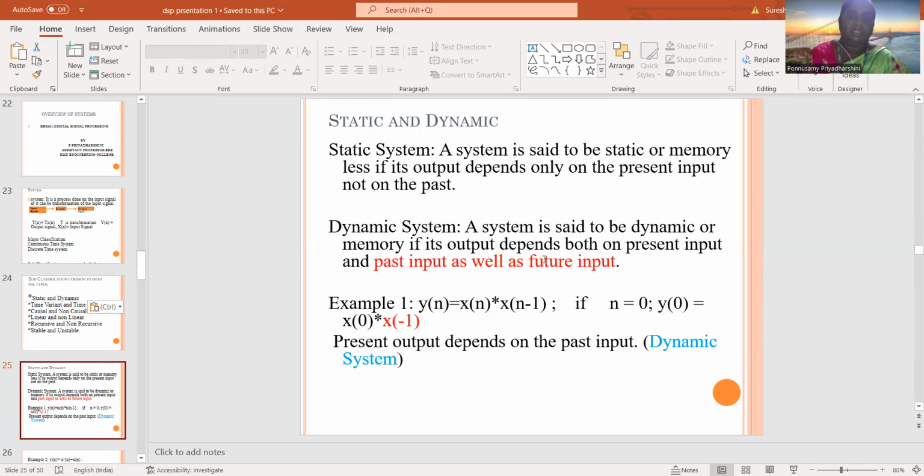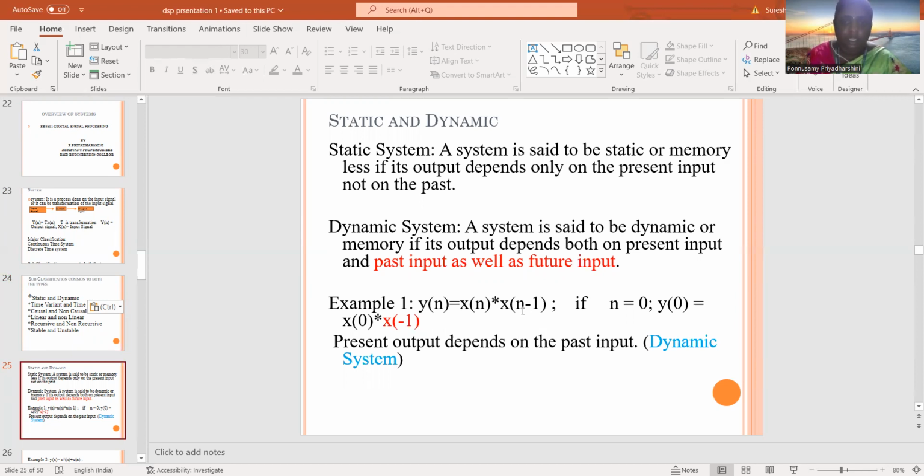So what is a dynamic system? A system is said to be dynamic if the output depends on the present input as well as the past or the future. Example 1: y of n is equal to x of n into x of n minus 1. We have to find out whether it is a static system or a dynamic system.